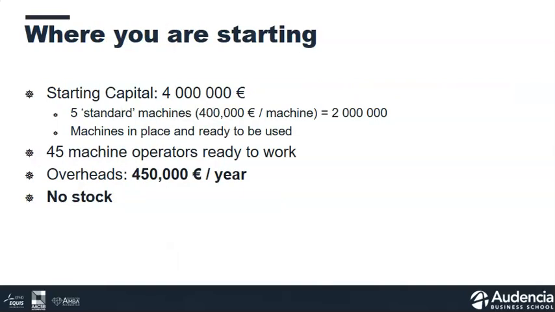You'll be starting your company with 4 million euros in capital. 2 million of that capital has already been spent to buy 5 standard machines, so 5 times 400,000. Each machine costs 400,000. These machines are in place and ready to be used for your first decision to produce bicycles. You also have machine operators. 45 machine operators are ready to work and have been employed already by your company. The overheads or fixed costs annually are 450,000 euros per year, and you have no stock of production to sell at the moment.